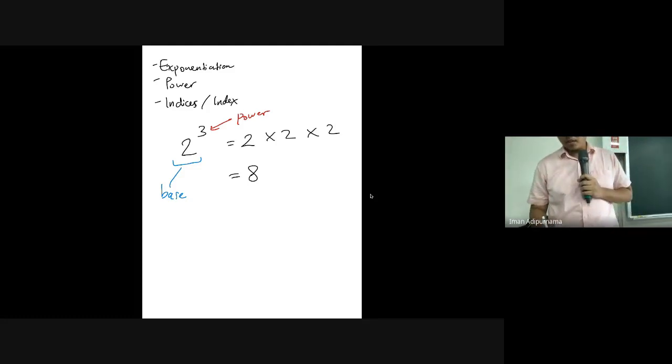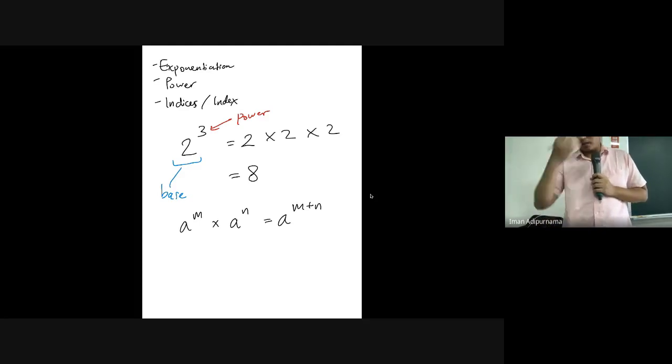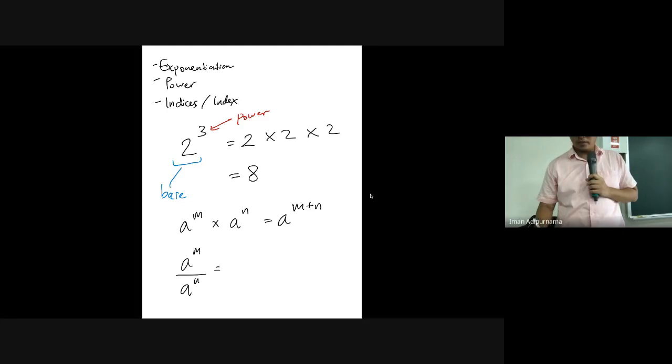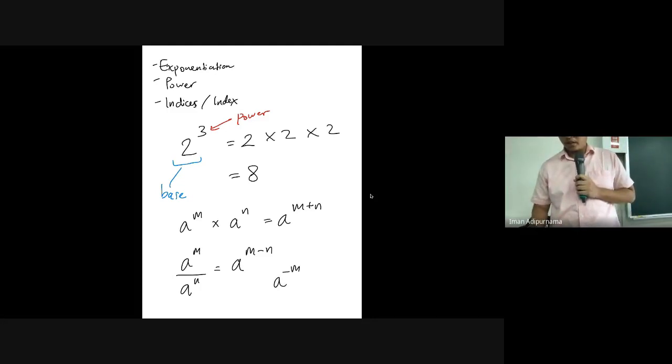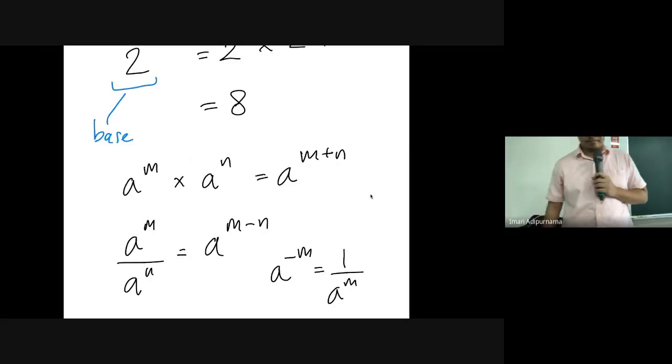Some calculations. So if you have a^m multiplied by a^n, what will happen here? a^(m+n). I will go very quickly here. So a^m divided by a^n is a^(m-n). And if you have a to the power of negative m, it will be 1 over a^m.